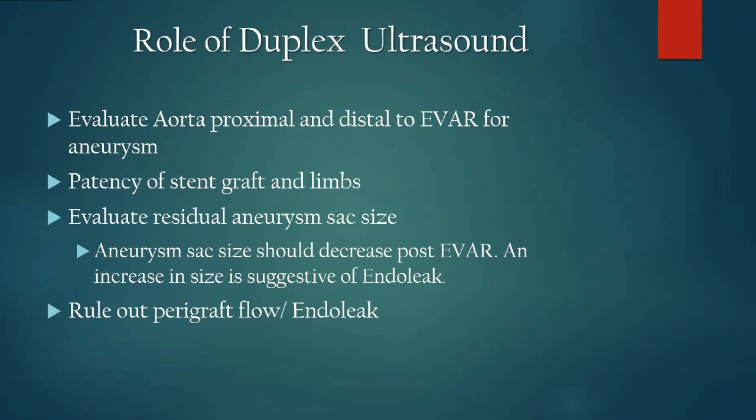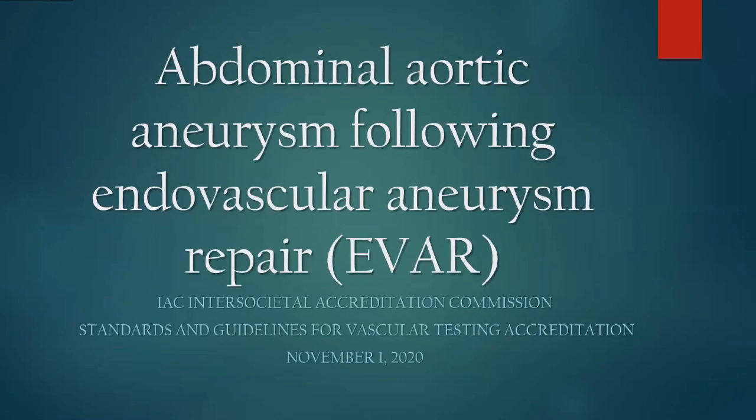So our role in performing these exams is to evaluate the entire aorta. We're going to look proximal to and distal to the stent graft. We're also going to look for patency throughout the stent graft and its limbs. We're evaluating that residual aneurysm sac, making sure it's decreasing in size. If there's an increase in size, that's going to be suggestive of an endoleak. That's kind of a red flag for us. And also our role is to rule out perigraft flow or endoleak.